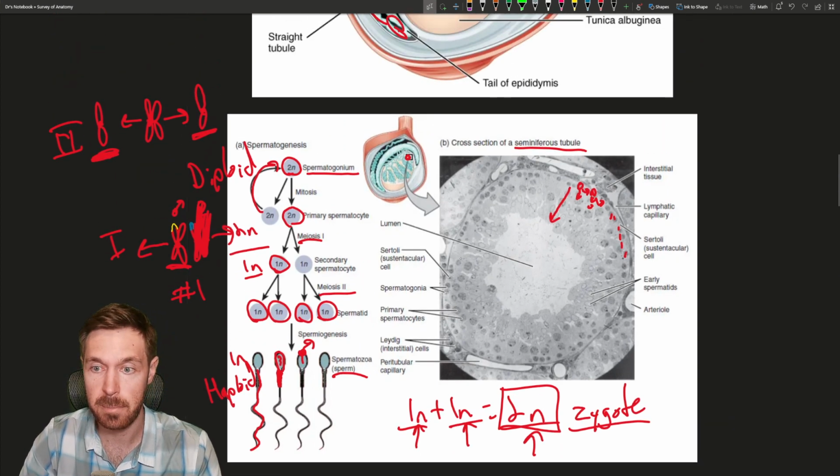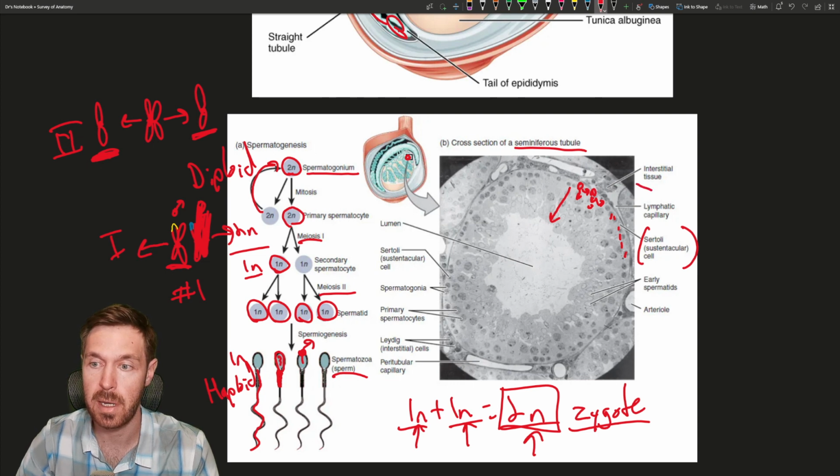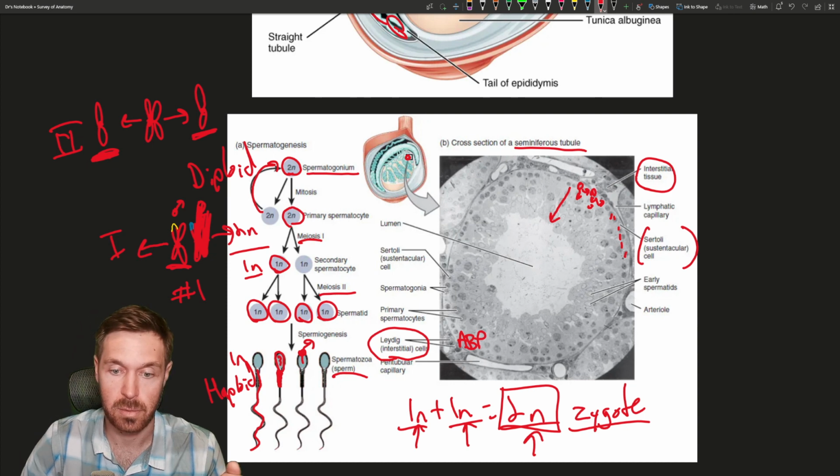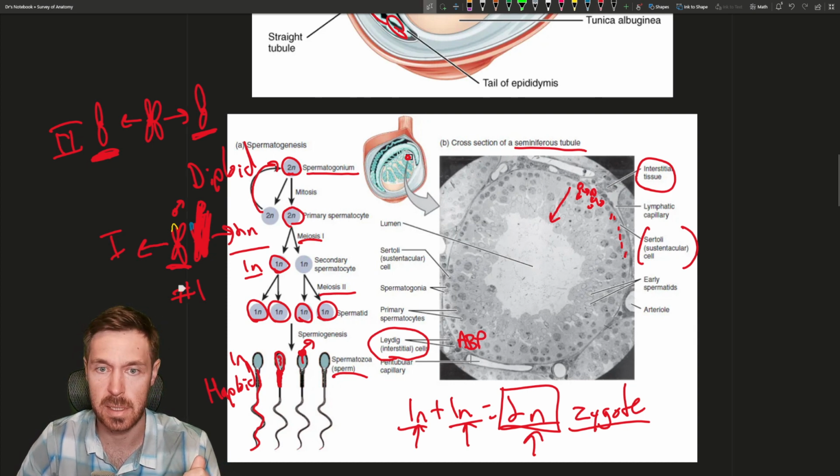As sperm are produced, they're assisted by these cells in here called Sertoli cells, or sustentacular cells, or sustentocytes. That's guiding them, and they're also interacting with testosterone during the production. Out here is interstitial tissue. Within that interstitial tissue, there are these cells called Leydig or interstitial cells. These cells produce something called androgen binding protein, which we'll talk about later. It binds testosterone and interacts with that. So we'll come across those coming up in a second.